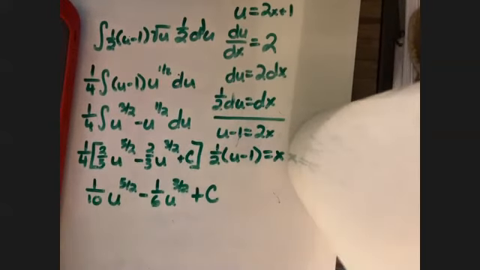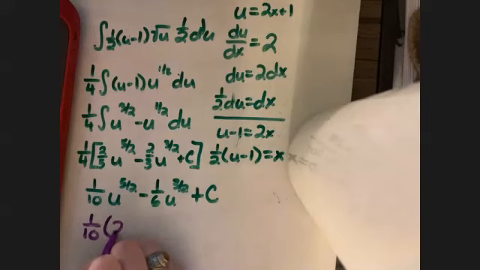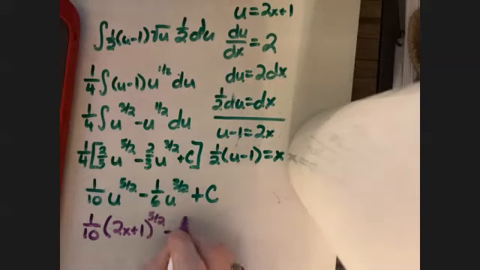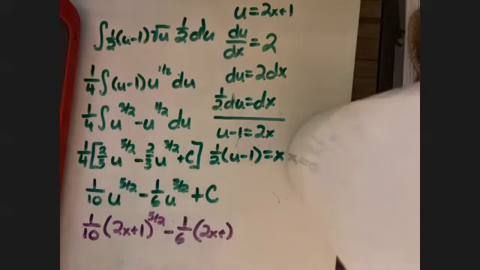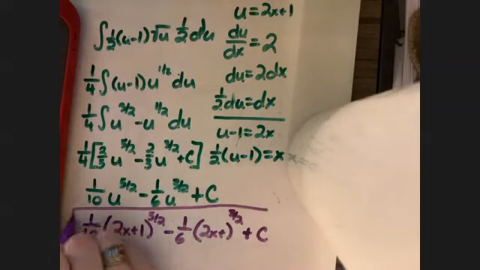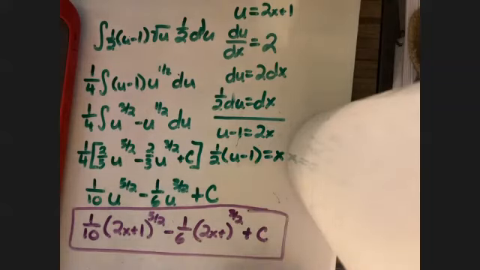So now, doing the back replacements, we've got this is 1/10 (2x plus 1) to the 5/2 minus 1/6 (2x plus 1) to the 3/2 plus a constant. Now again, that one is a little more challenging.